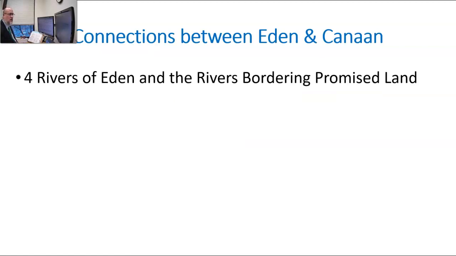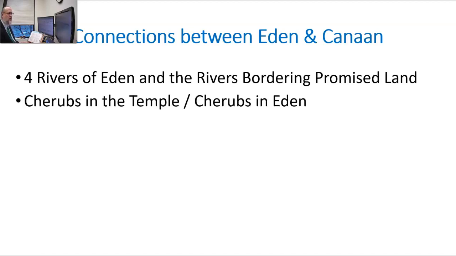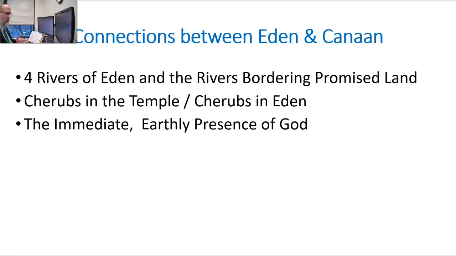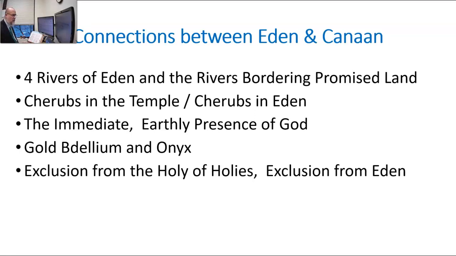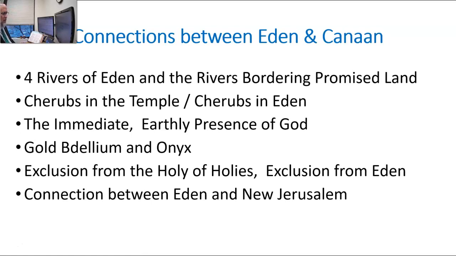The four rivers of Eden are the border rivers of the Promised Land. There are cherubs in the temple. There were cherubs in Eden. There was the immediate earthly presence of God. There's gold, bdellium, and onyx in the temple. There's exclusion from the Holy of Holies and exclusion from Eden for sinners. And we've seen there's a connection between Eden and New Jerusalem.